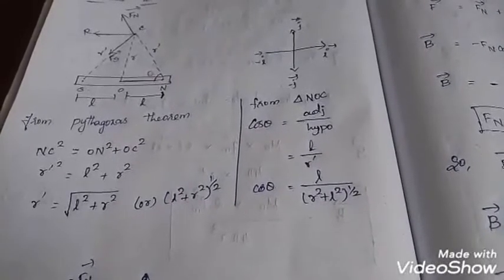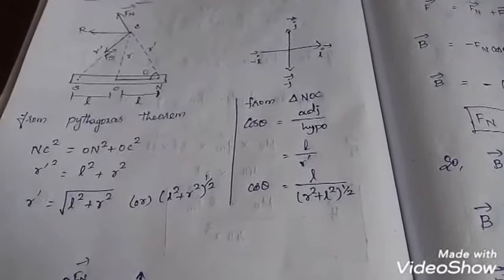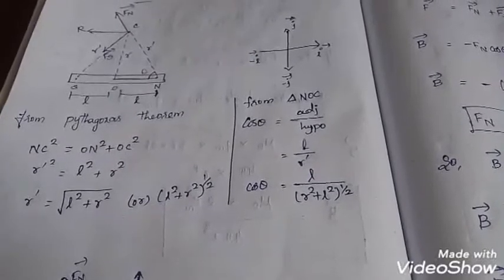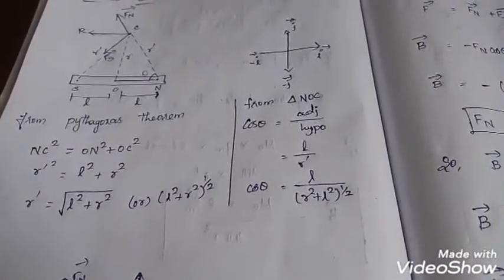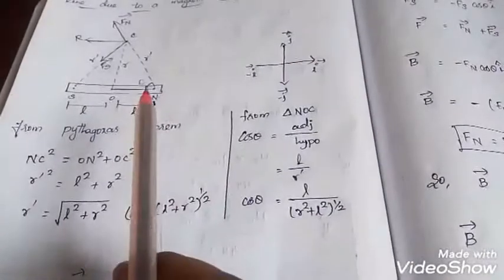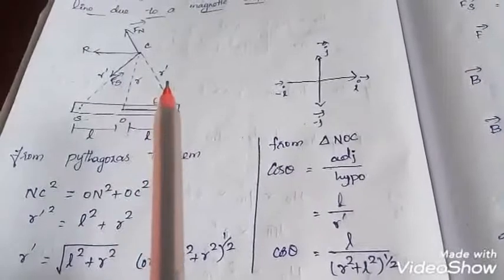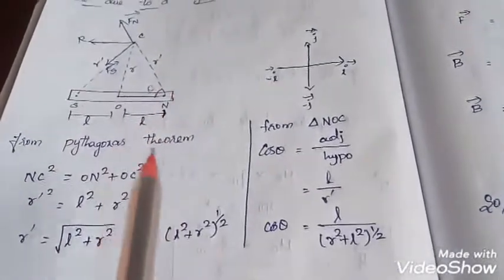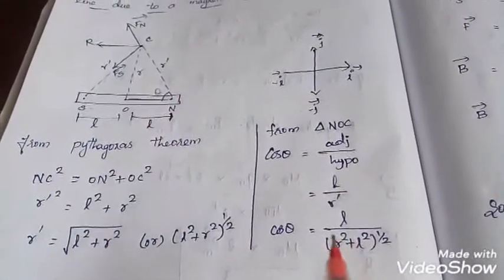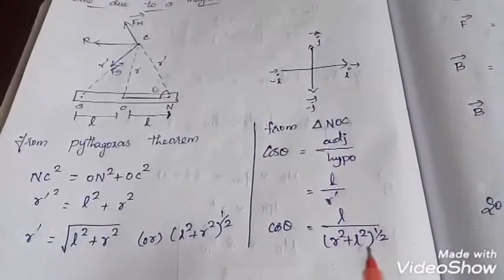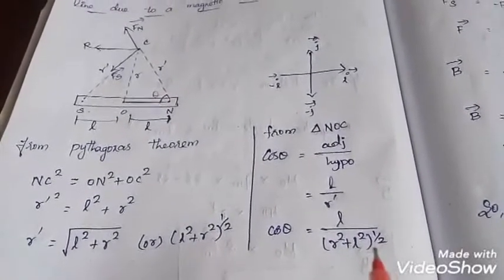Also we find the cos theta value from the triangle NOC. This cos theta value we later use in the formula. Cos theta equals adjacent side by hypotenuse. Adjacent side is L, and hypotenuse is R dash. Then cos theta equals L by (R squared plus L squared) the whole power 1 by 2.